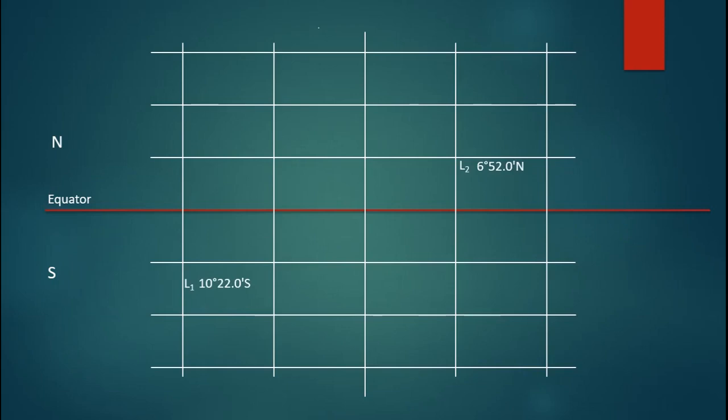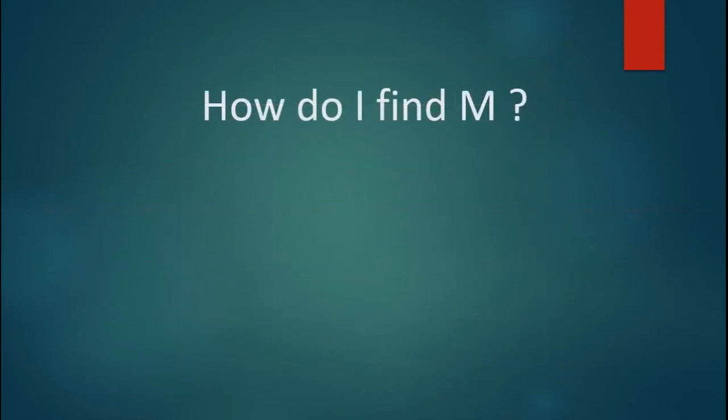Now, if L1 and L2 are on opposite sides of the equator, we have to do it a little bit differently. We'll measure down to L1, get 621.2 meridional parts, then measure up to L2, get 410.2. If our L1 and L2 are on opposite sides of the equator, we add M1 and M2. In this case, we get 1031.4 between our two.